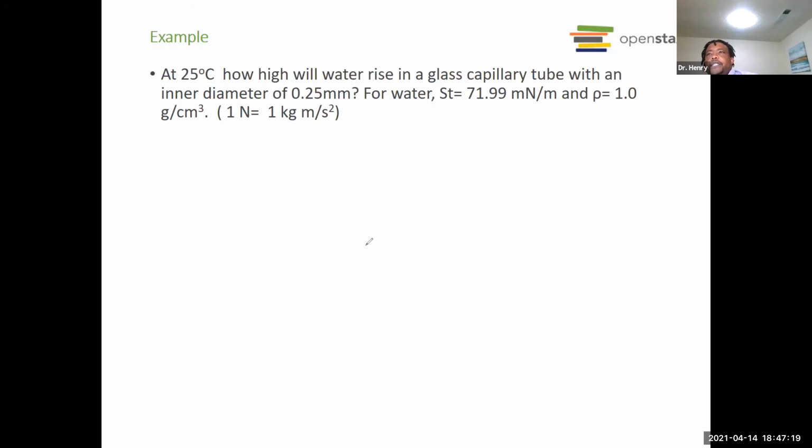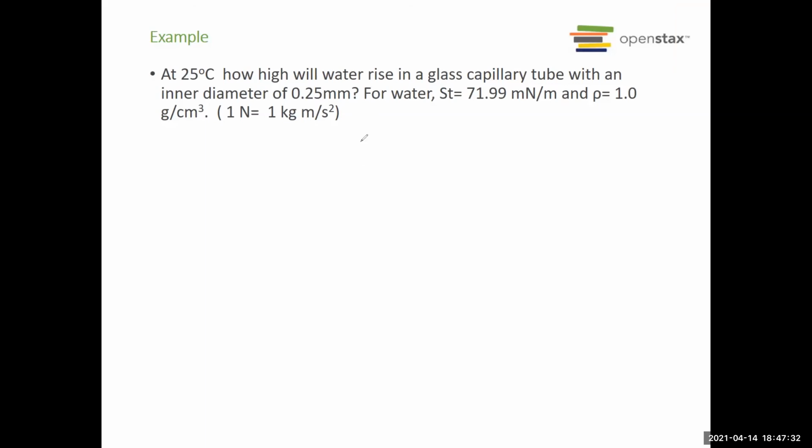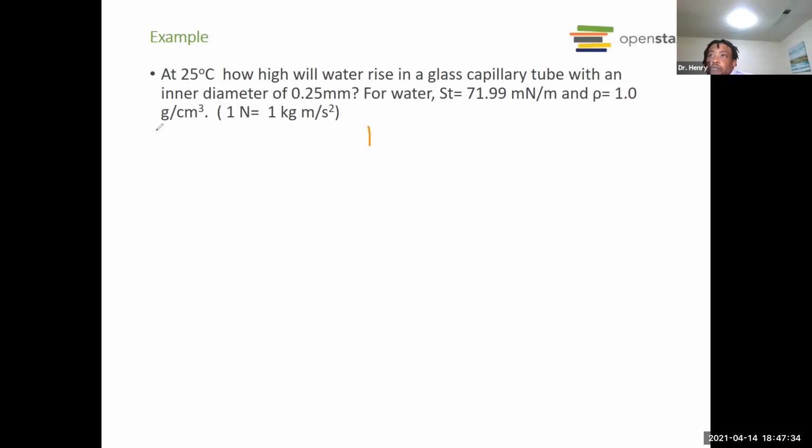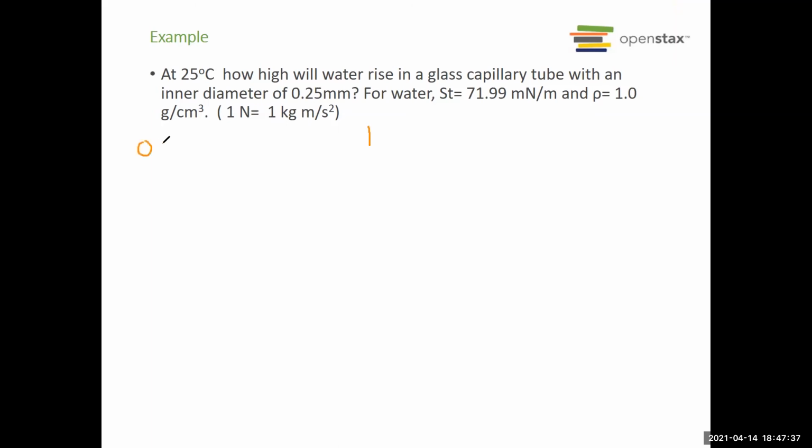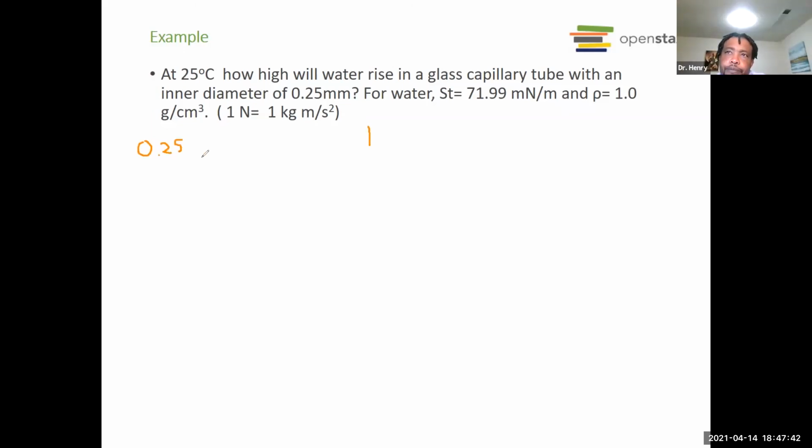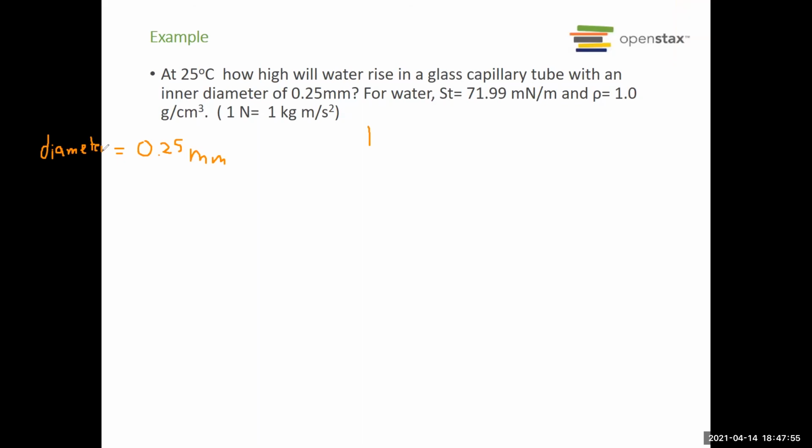Okay, so what are we going to do in this case? Write out the equation or write out the givens. We have 0.25 millimeters. That's going to be our diameter. So how do I get my radius from my diameter? Divide by 2.